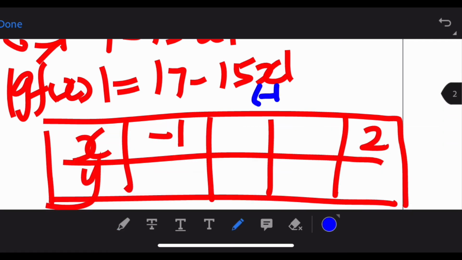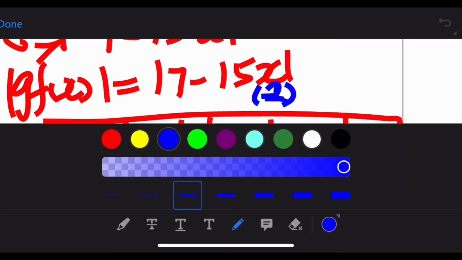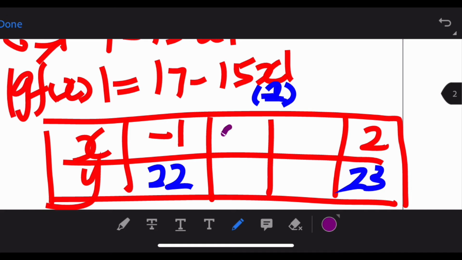So here, if x is -1, this will be positive 15, so 22, right? If this is 2, it will be 7 minus 30, which is negative 23, but the modulus will give you positive, right? Okay, we have solved that value. On top of that, you need to find the x-intercept and the y-intercept. So the y-intercept happens when x is 0. That means we substitute 0 here, and we will get 7.